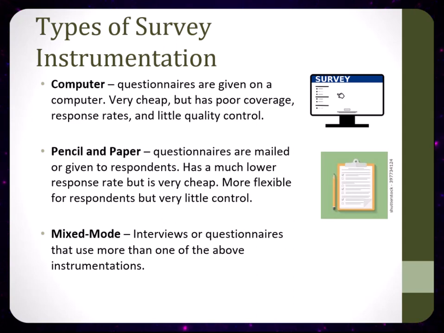Frequently, we do what is called mixed mode surveys. This is where we combine one or more types of instrumentation. So we might do computer and telephone surveys in order to reach more people and get better coverage. We might do questionnaires that will allow us to select certain people for more in-depth interviews, either face-to-face or over the phone. And so we can combine these different types of instrumentation to get better coverage or to get more in-depth information and select people who we want to get that information from.